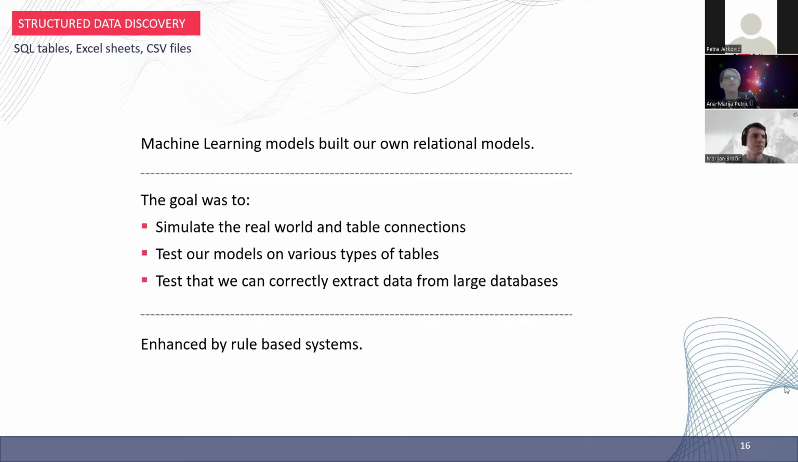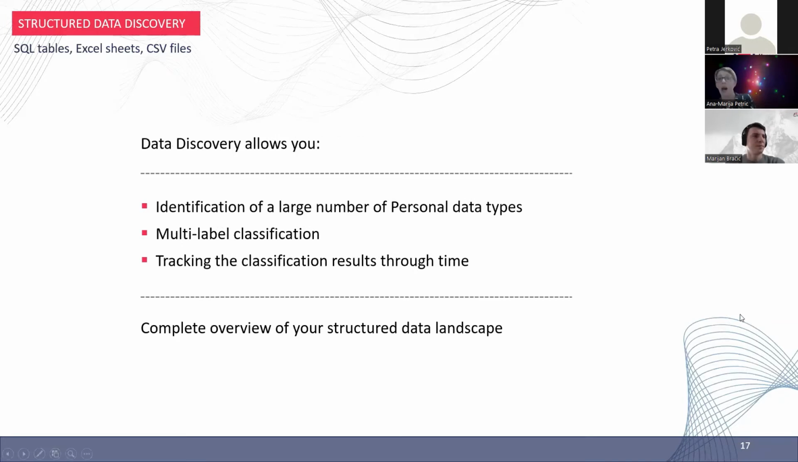So what does the data discovery allow you to do? Our data discovery, first and foremost, allows you to identify a large number of personal data types. It's not just that we can identify persons or geolocations or national identification numbers or passport numbers, but we can also identify addresses, emails, phone numbers, all kinds of different data, organizations in your data.